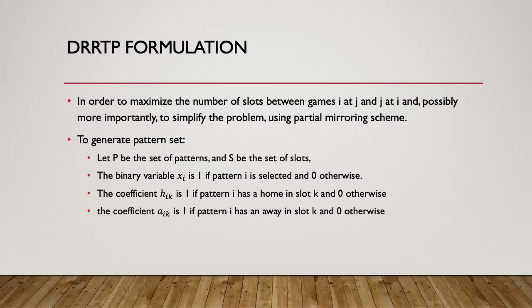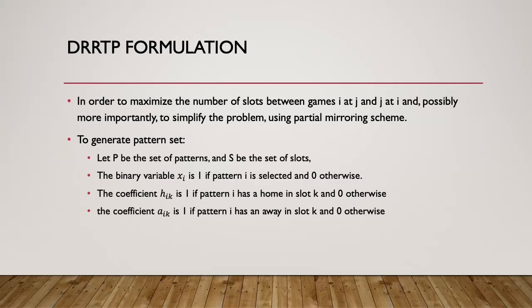The formulation for this goes like this: in order to maximize the number of slots between games i at j and j at i, and possibly more importantly to simplify the problem, using a partial mirroring scheme. So game i is playing at j and j is playing at i; it could be easy to understand mirroring the earlier solved solutions. To generate a set of problems, we follow this pattern.